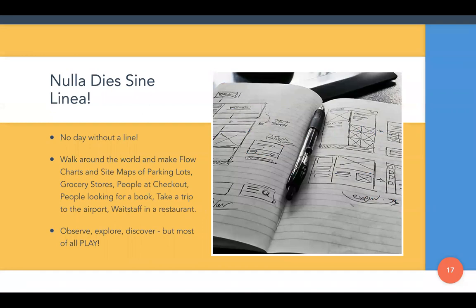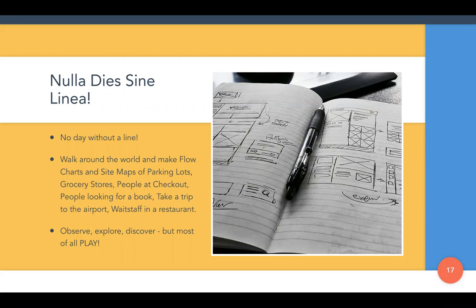Back when I was an art student, I went to the Art Students League of New York, and they had a great saying: nulla die sine linea, which is, I don't even know if I'm pronouncing that right because it's Latin. It's no day without a line. Always keep a sketchbook with you, and always keep a pen and paper around.